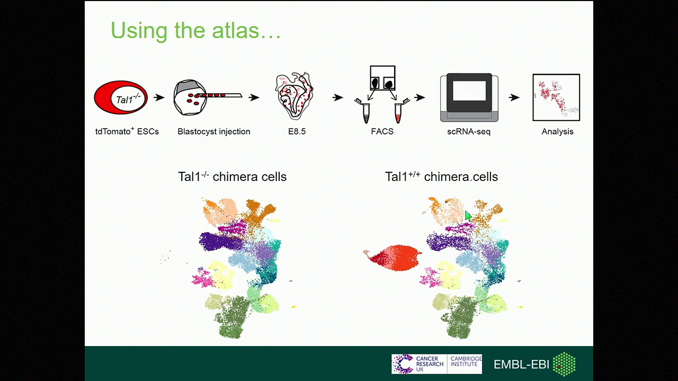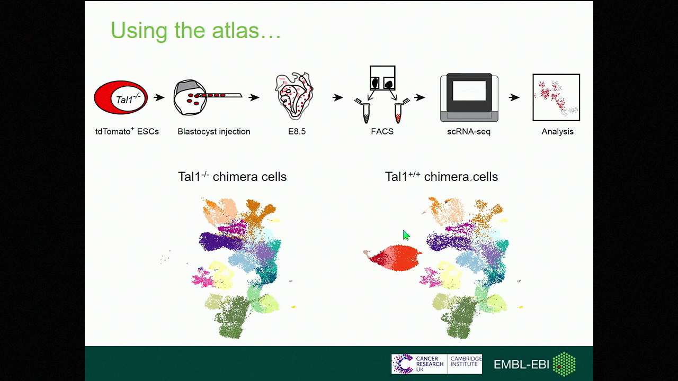On the right-hand side are the wild-type cells from the chimera, colored by the cell type labels in our reference atlas, and on the left are the mutant cells from the chimera. You can immediately see it doesn't take great statistical rigor to work out what's different between these plots. You've got this big red blob here in the wild-type cells. These are blood cells. You're only getting blood cells from the wild-type cells within the chimera. You don't get anything within the mutant.